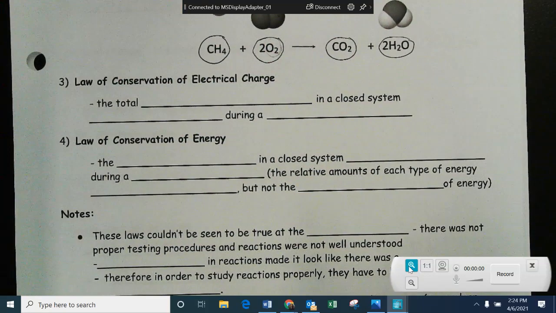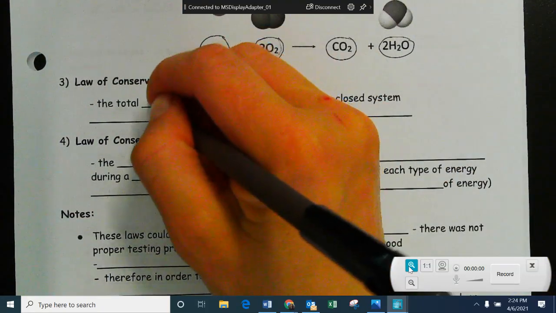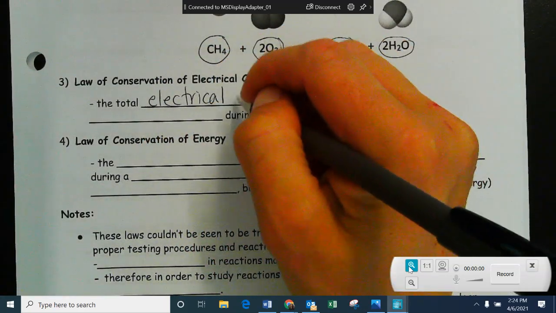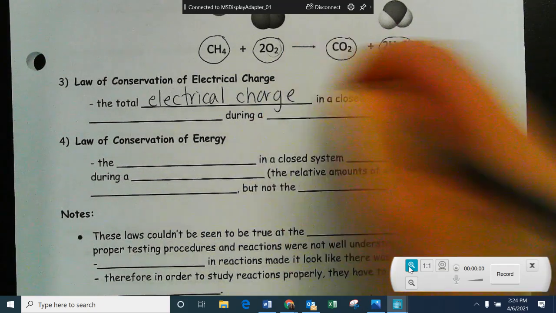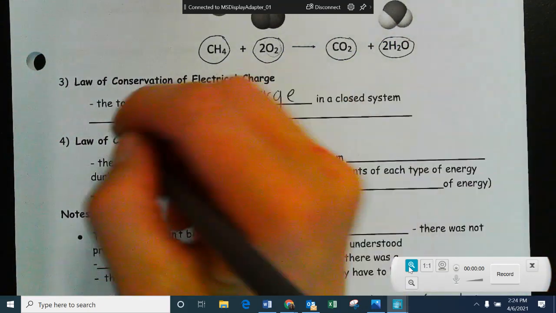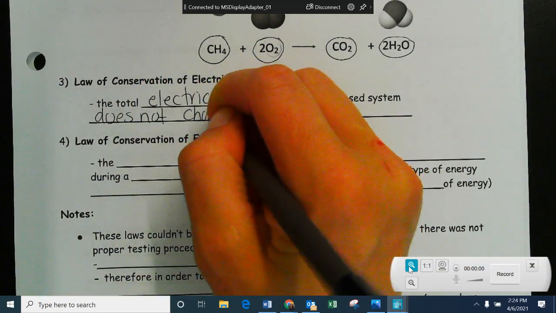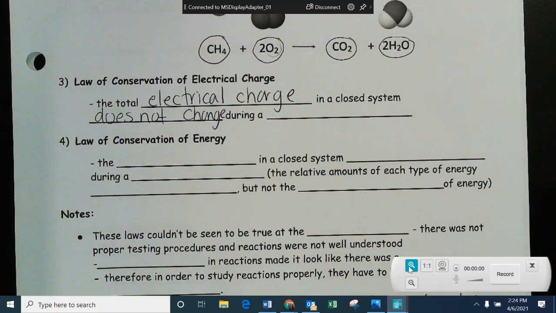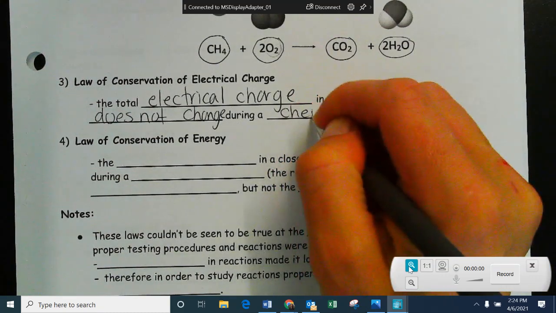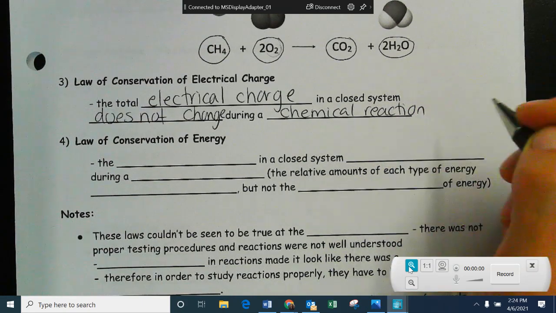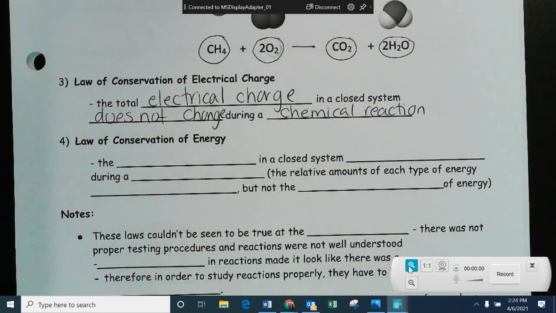There's also the law of electrical charge. So the total electrical charge in a closed system does not change during a chemical reaction. So our electrical potential or charge does not change during that reaction.